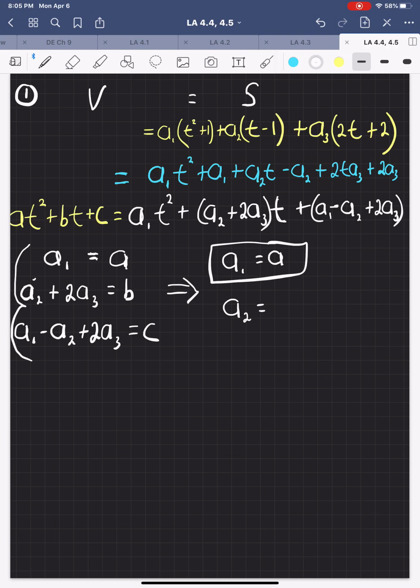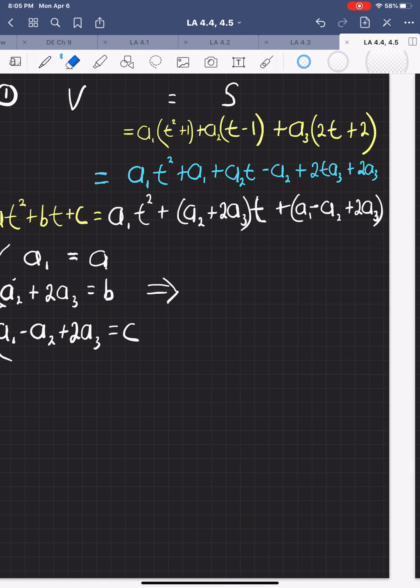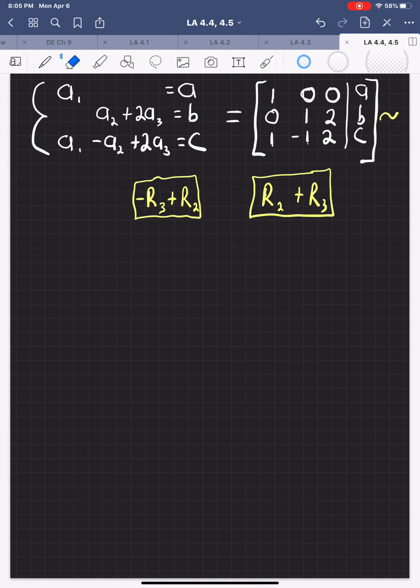Let me actually see if I've done a little bit of that work on the next page. So hold on. Ready? Yeah. So once I've gotten my system, it's perfectly fine to go ahead and place it into a matrix if you want to work out these row operations. But the idea is a sub 1 is very simple. A is equal to a sub 1. So let me go ahead and write that again. So a sub 1 is just equal to a.